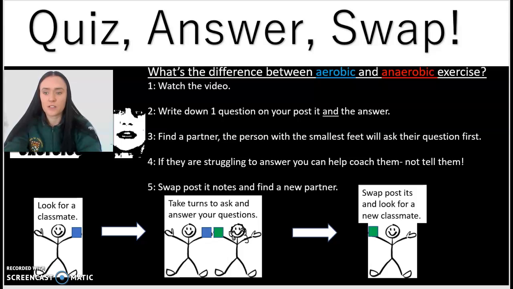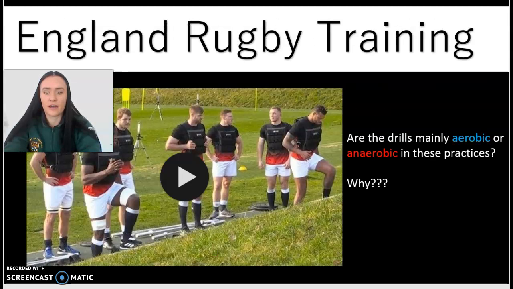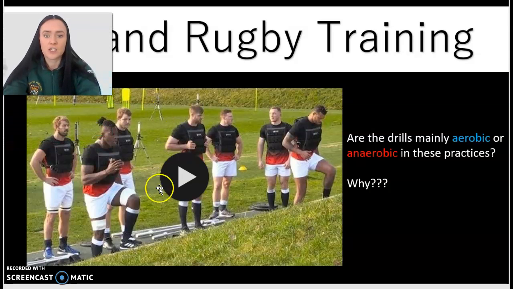And then after that, we're just going to now apply it to real life situations. So we've got the England rugby team here. This is just a short video of different drills that they're doing in the run up to the Six Nations.